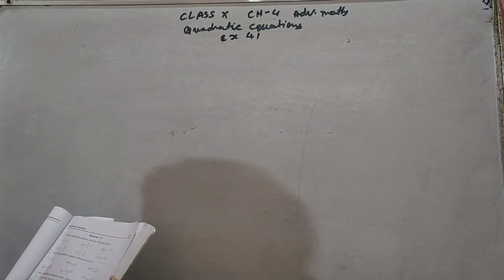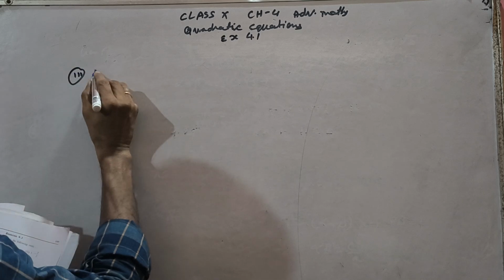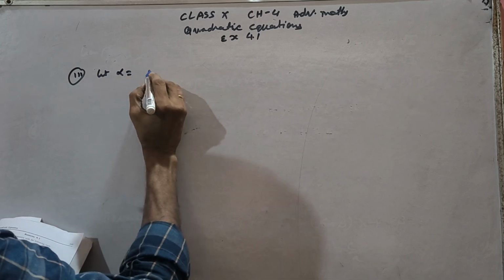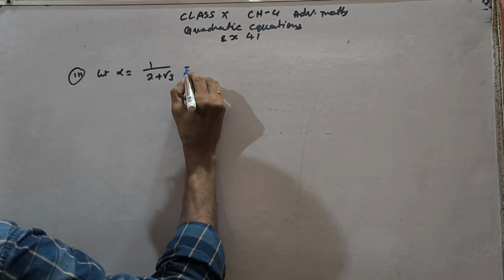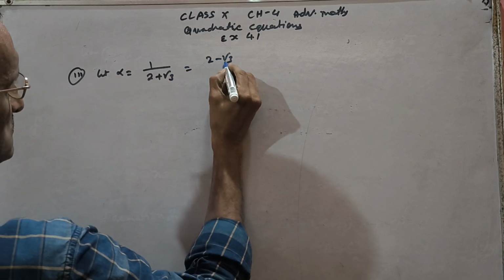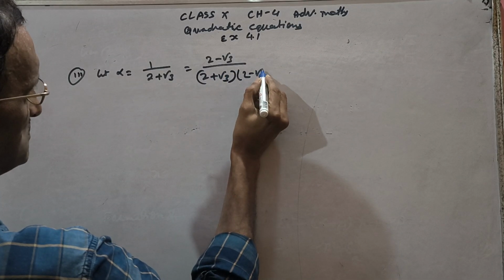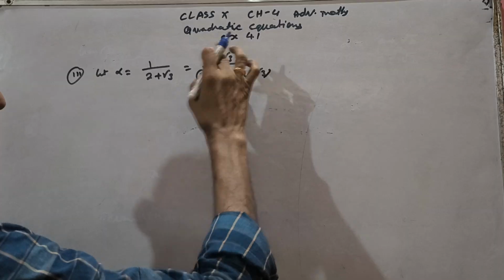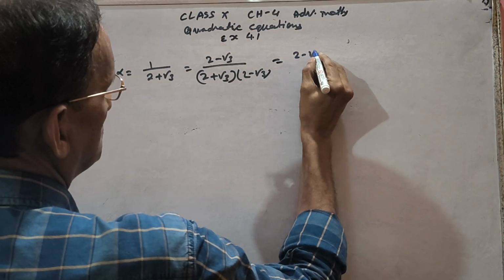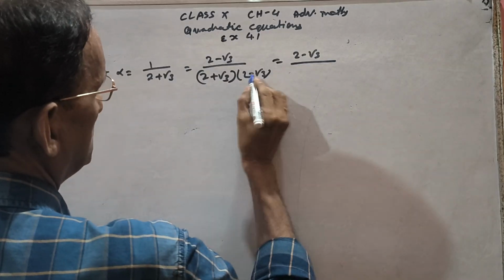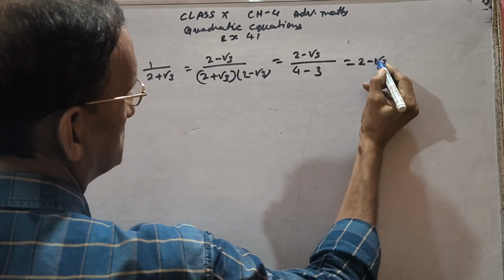Now, number 3 also we want to do now. Let alpha equal to 1 by 2 plus root 3. First rationalize it. So 2 minus root 3 by 2 plus root 3 into 2 minus root 3, multiply both the numerator and denominator by 2 minus root 3. So 2 minus root 3 by a plus b into a minus b, a square minus b square, so you will get 2 minus root 3.